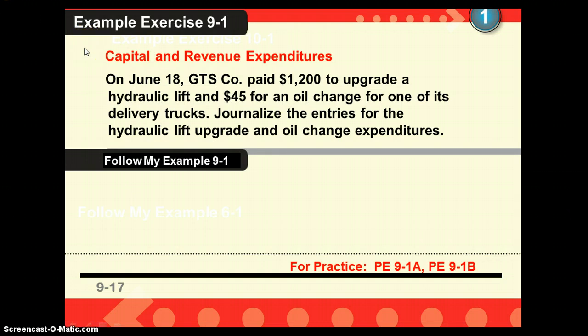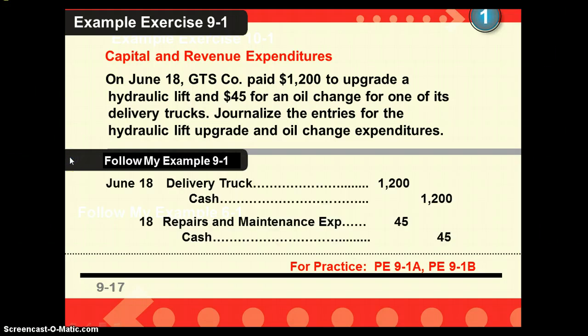All right, let's go ahead and take a look at an example. On June 18th, GTS Company paid $1,200 to upgrade a hydraulic lift and $45 for an oil change for one of its delivery trucks. We're going to journalize the entry for the hydraulic lift and for the oil change. Pause, attempt the entries. Hopefully your entries look like this.